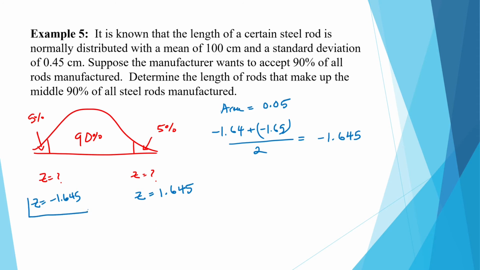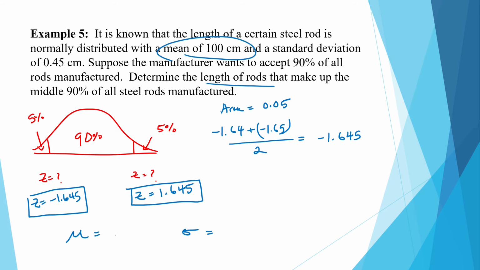We have our two z-scores, but this does not answer the question. We're looking for the length of the steel rods. We're looking for x. In order to answer the question, we'll need our z-scores, our mean, and our standard deviation. Our mean is 100 centimeters, and our standard deviation is 0.5. We will use these numbers to calculate our x values. So we're looking for two x values that separate the middle 90%.